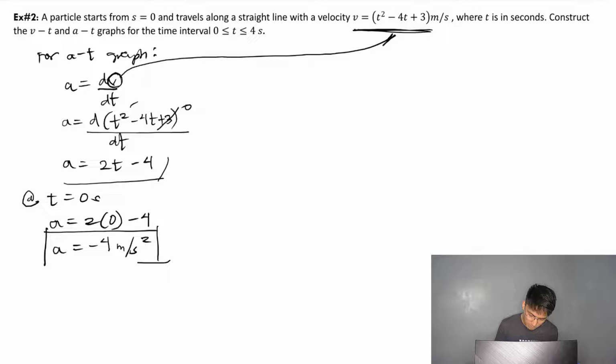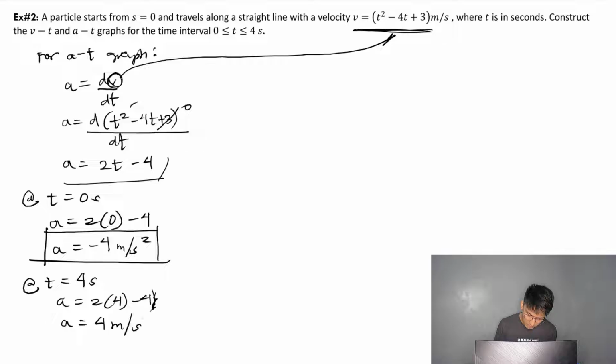Ito yung ating unang point for AT graph. Next, at time of 4 seconds. So, dalawa lang naman kasi silang given. Acceleration is equal to 2 times 4 minus 4. Ayan, minus 4. Acceleration is equal to positive 4 meters per second square. Alam na natin pareho yung dalawang points ng acceleration. Therefore, we can create the AT graph now.